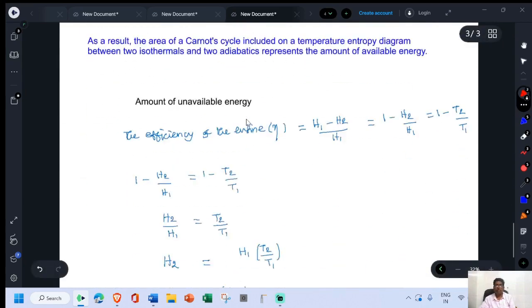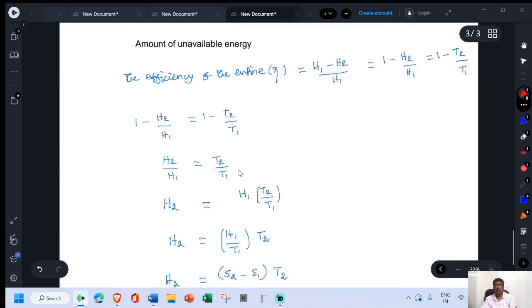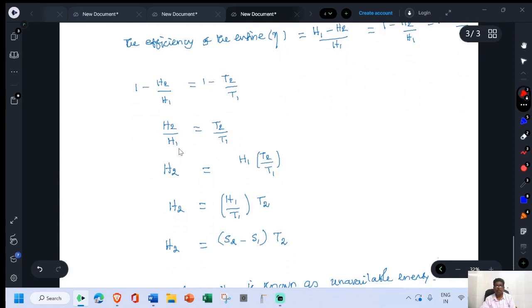Now we have to calculate the amount of unavailable energy, the energy which cannot be converted into mechanical work. We know the efficiency of a Carnot engine, eta equals H1 minus H2 divided by H1, output by input. This is 1 minus H2 by H1, which is equal to 1 minus T2 by T1. Temperature of the source is T1, temperature of the sink is T2. From this, H2 by H1 is equal to T2 by T1. H2 is the amount of unavailable energy. H2 equals H1 into T2 by T1.